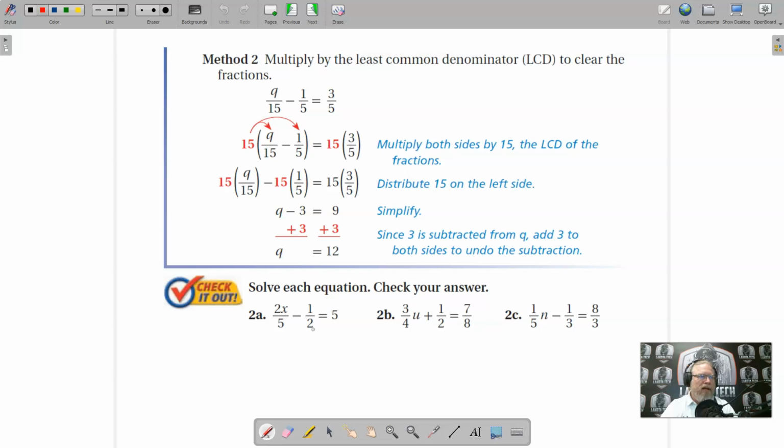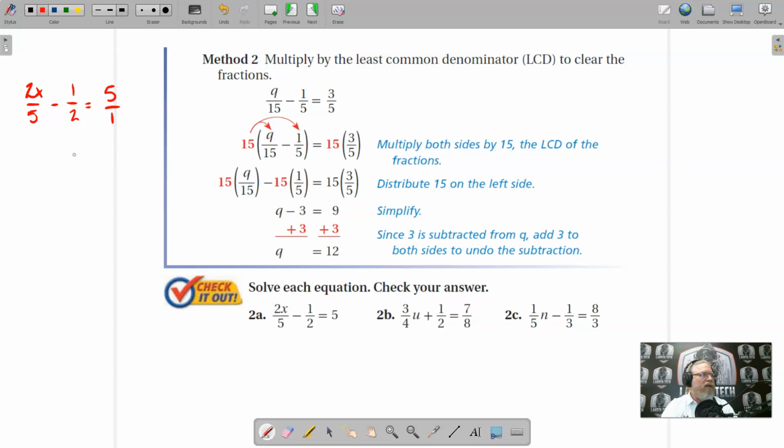Let's try example 1. Let's try one method with one and the other with the other. So let's go ahead and do the 2x over 5, and we're going to subtract 1/2 from that, and that's going to equal 5. Now, since we're dealing with fractions, I'm going to go ahead and write this 5 as 5 over 1, right? We can change any number to a fraction by just putting it over 1.